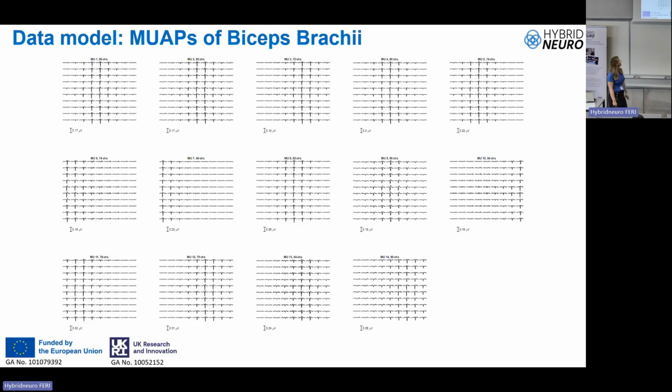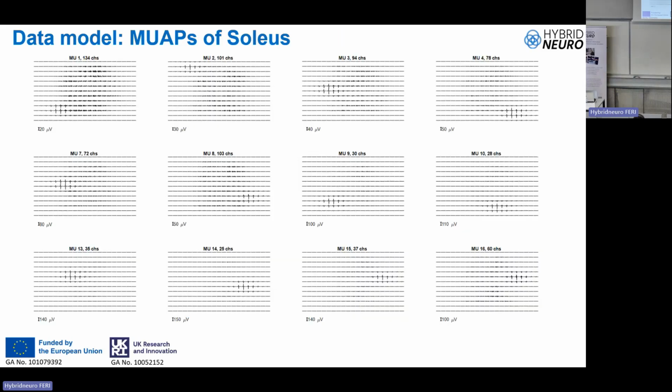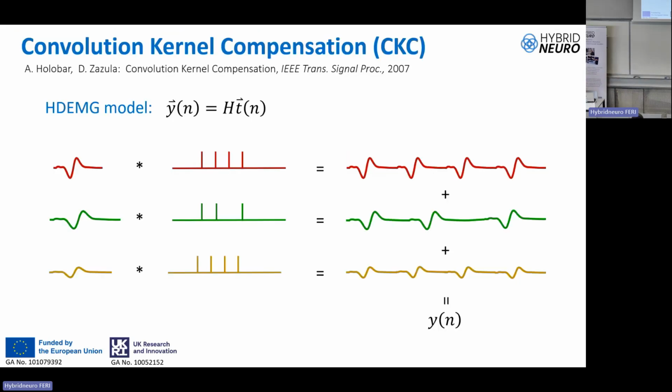We can see that the potentials are present in nearly all the channels and that they are very similar in shape. On the other hand, if we take a look at the muscle soleus, we can see that it's not that spatially supported and that it changes in shape more drastically. We may all know that biceps brachii is a fusiform muscle and soleus is a pennate muscle, and we can see those properties reflected in the motor unit action potential shapes and spatial support.